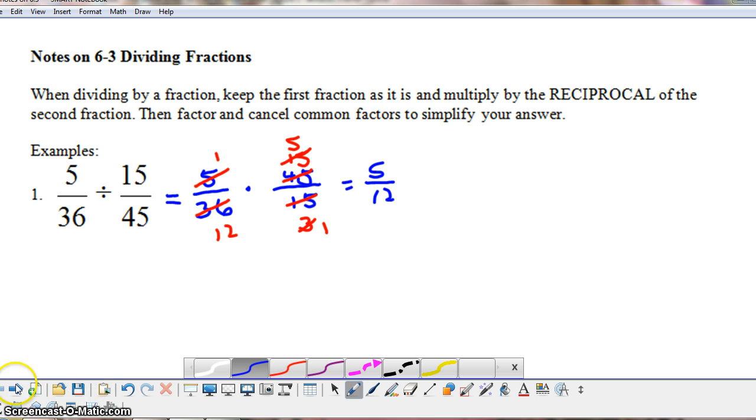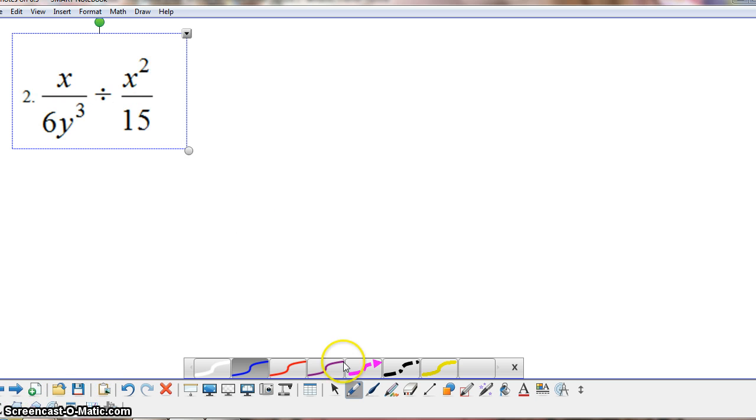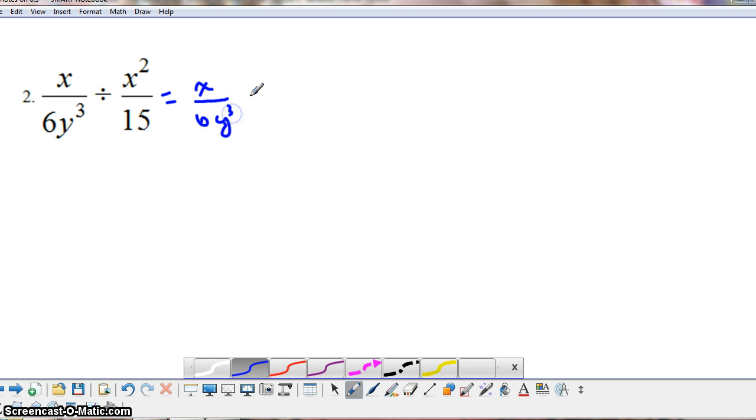Let's take a look at another example. This one's going to involve some variables. So we need to start by rewriting this question where multiplying or dividing by a fraction is the same as multiplying by its reciprocal. So I'm going to rewrite x squared over 15 as 15 over x squared. And then I'm going to cancel any common factors.